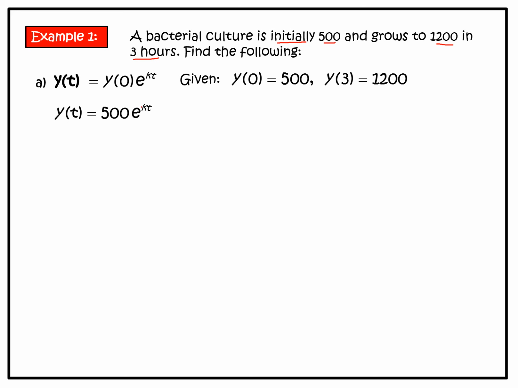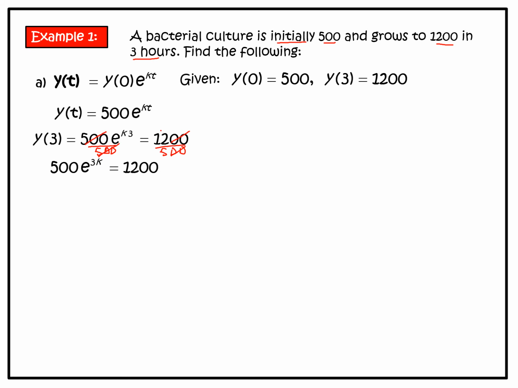So we're going to plug 3 in for t right here. So y of 3 then is going to be 500 e to the k times 3, t is 3, and set that equal to 1200. So now we can solve for k. So let's divide the 500 off both sides. And then notice we've got a common factor of 100 on the right hand side that we can cancel out. These guys cancel. So we get now e to the 3k is 12/5.